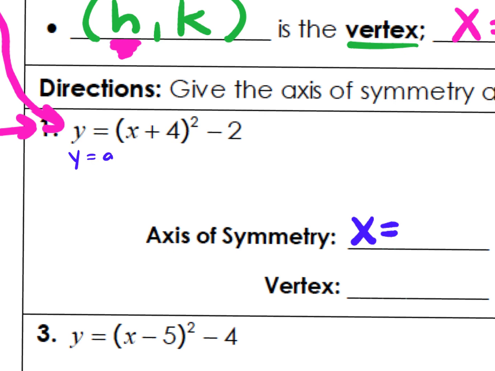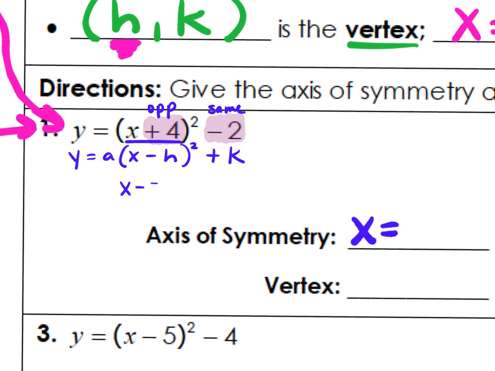y equals a times x minus h squared plus k. That's your vertex form. It's not standard form, it's the regular vertex form. In that vertex form, we said this number would be opposite, and this number would be the same as what it looks like. Because right now I'm saying x minus my h value. x minus what gets you x plus 4?